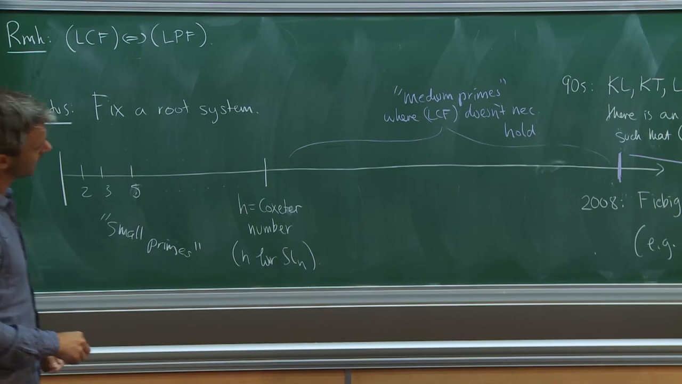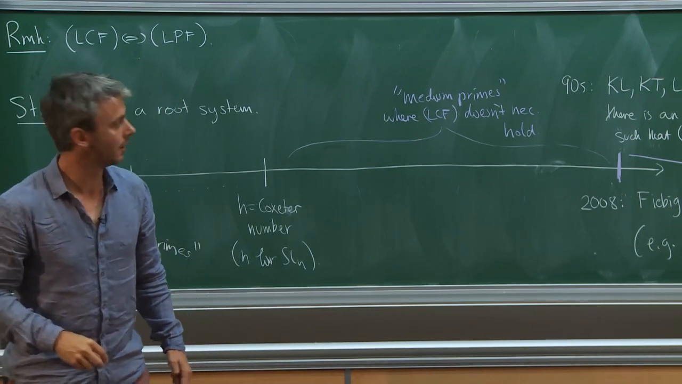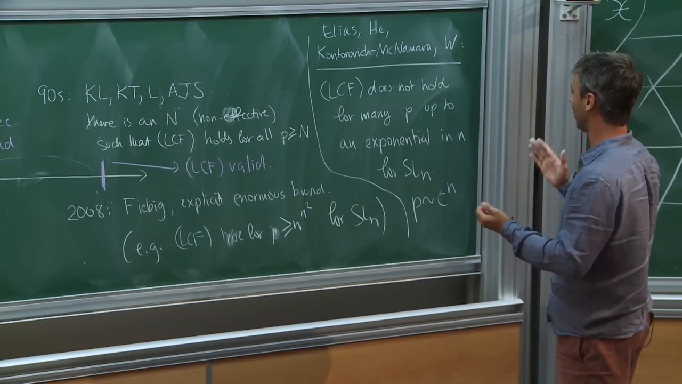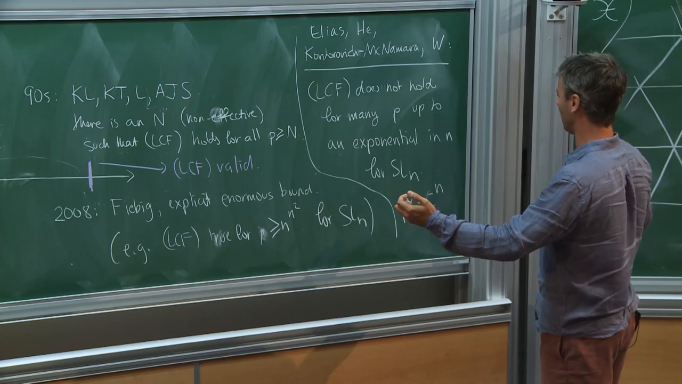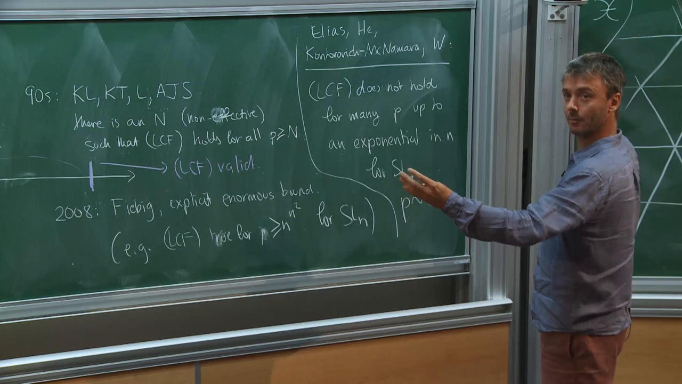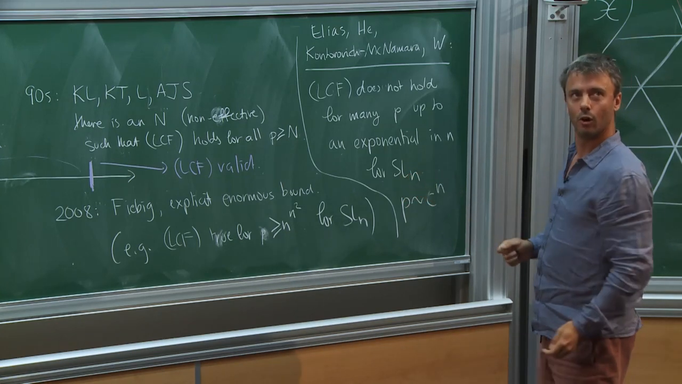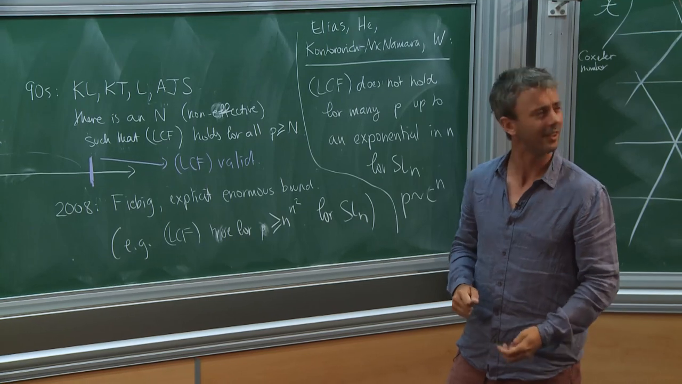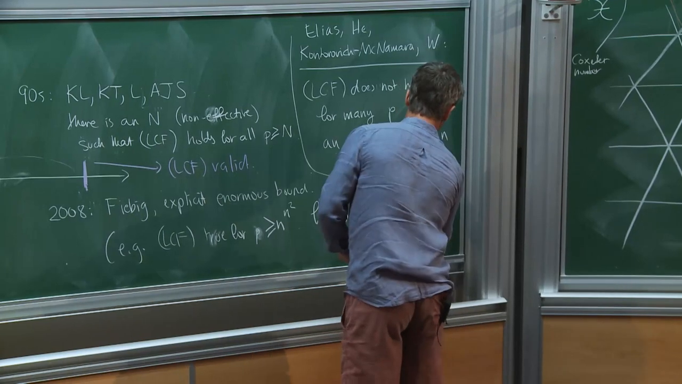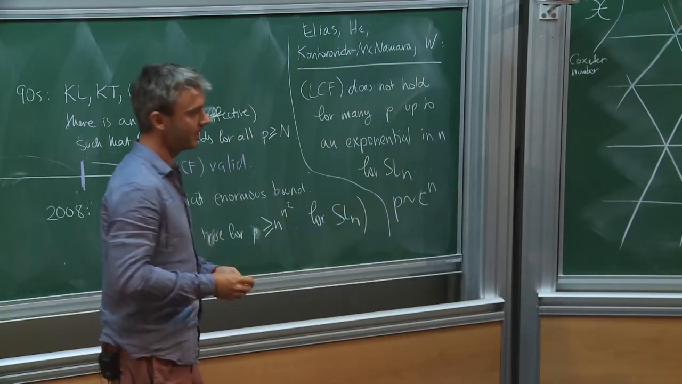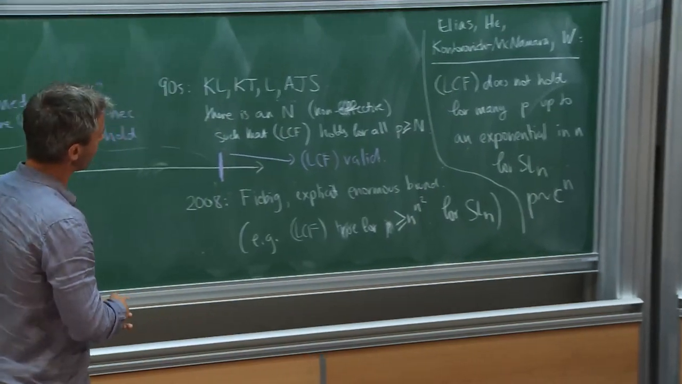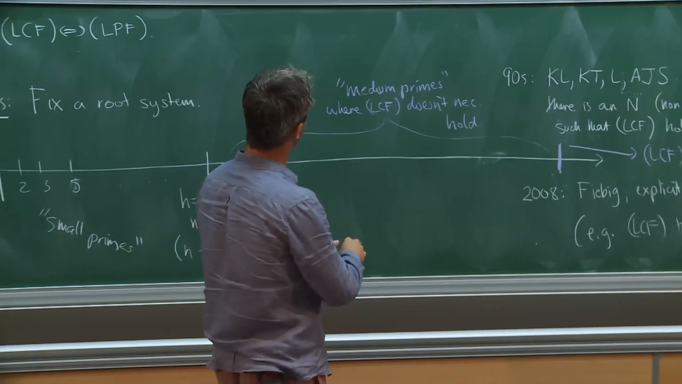Okay. What do you mean by for many p? So basically, I think that we show that it's basically for all p up to some exponential bound. And how do c and n relate? So c is some number bigger than 1, and independent of n.